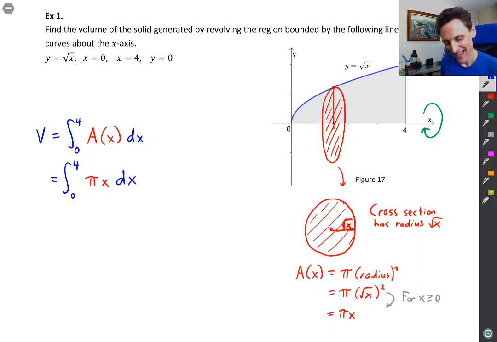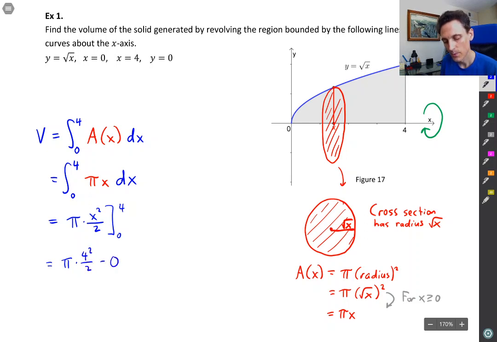Let's continue. So here we're going to integrate pi x. And remember that pi is just a constant. We could pull that out of the integral if we wanted to, or just leave it there and think, okay, what's the integral of x? And x is going to be x squared over 2 when we integrate that. Find the antiderivative. Then we'll plug in the 4. So we have 4 squared over 2. And when we plug in the 0, we'll just get 0. So this is 16 over 2, which is 8, and then pi. So there's the volume of the solid that's generated by taking this region and spinning it about the x-axis.